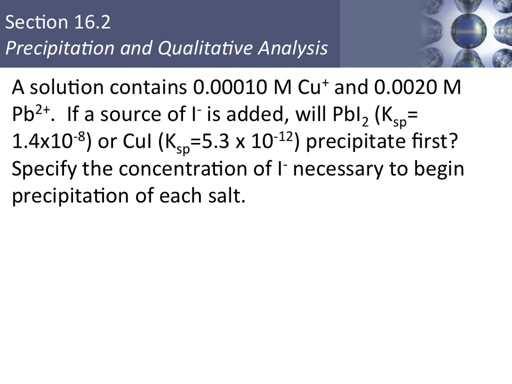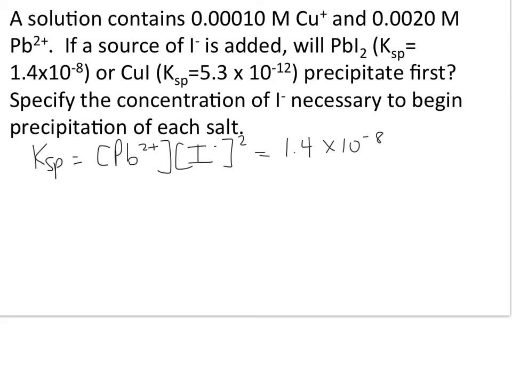So let's look at a solution that contains copper ions and lead ions. We're going to add a source of iodide, and we're going to see if we can make lead iodide or copper iodide first. And then we will, at the end, look at the concentration of iodide that would be necessary to begin precipitation for each. Let's think about the lead iodide precipitate first. This would be our equilibrium expression.